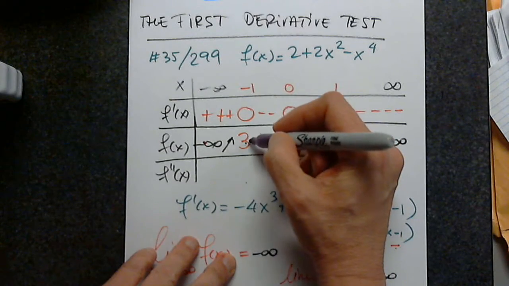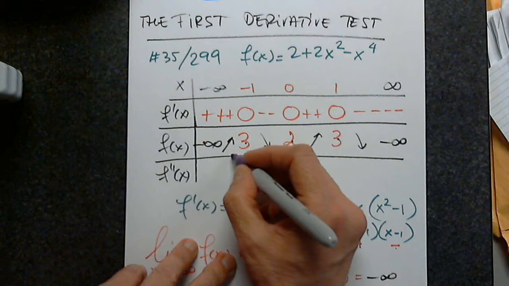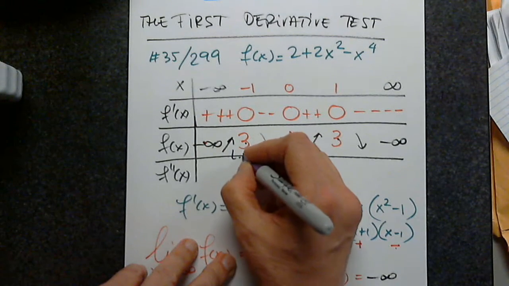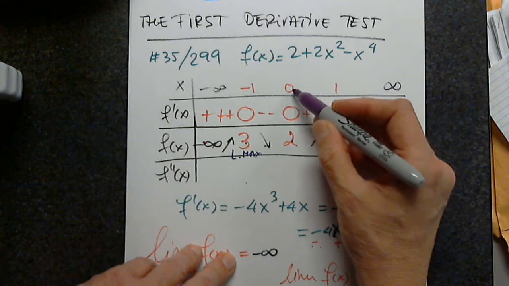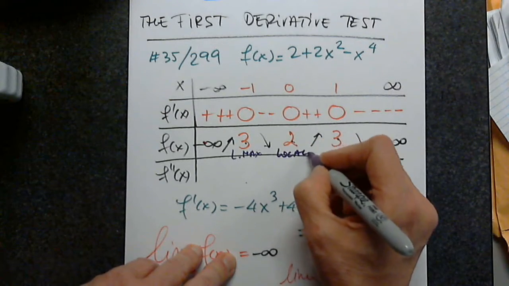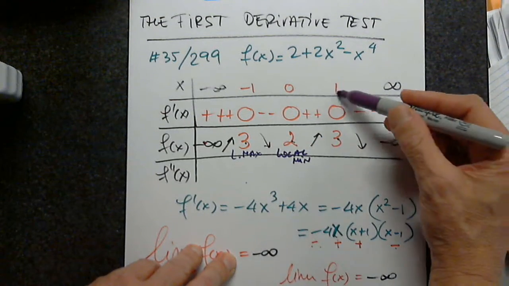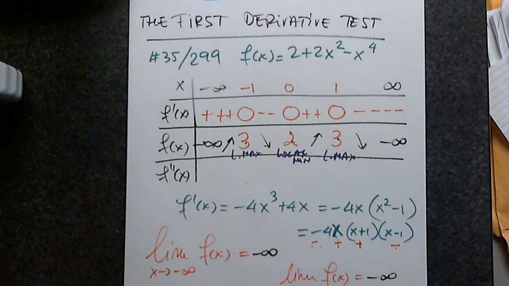So -1, 3, because of the change of sign and because it's a critical number, I will write underneath it's a local max for now. And then later on I can identify globals. Okay, what type of point is 0, 2? Indeed, a local min. And what about 1, 3? Local max. So that's absolutely clear.